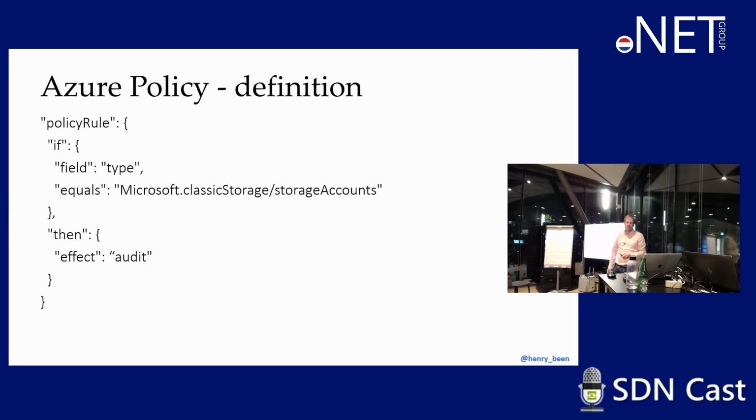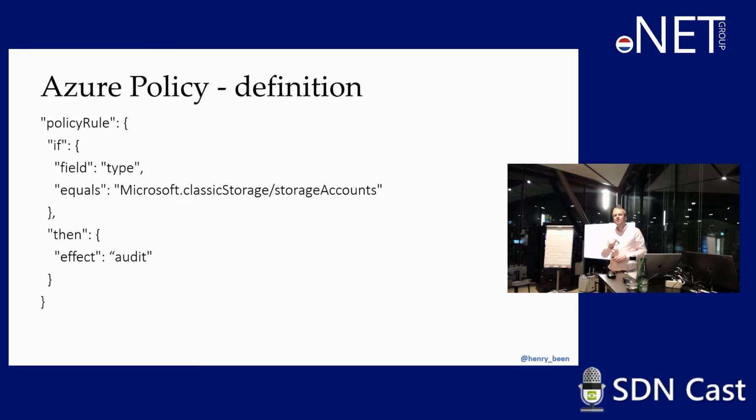And if we zoom in on that policy rule, we will see that I can specify a condition. For example, whenever the type of a resource is Microsoft.ClassicStorage/storageAccounts. These are V1 storage accounts. They are nasty, they are old, and they should not be created anymore. But if somebody does this, I want to audit that. I want to put that resource on the naughty list.